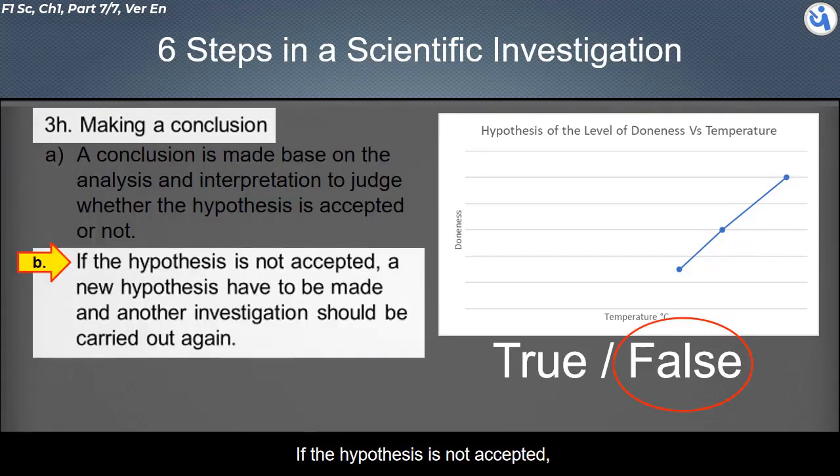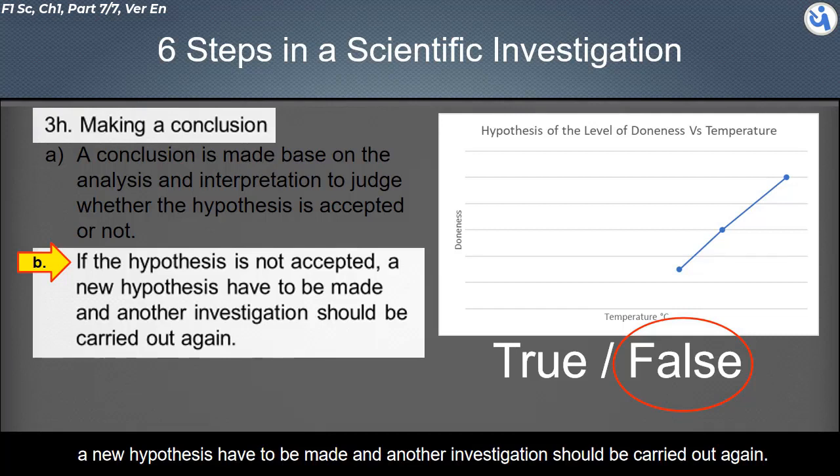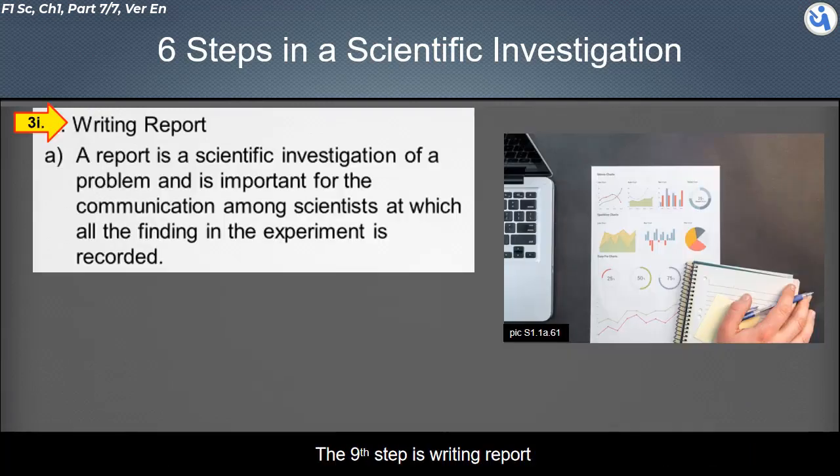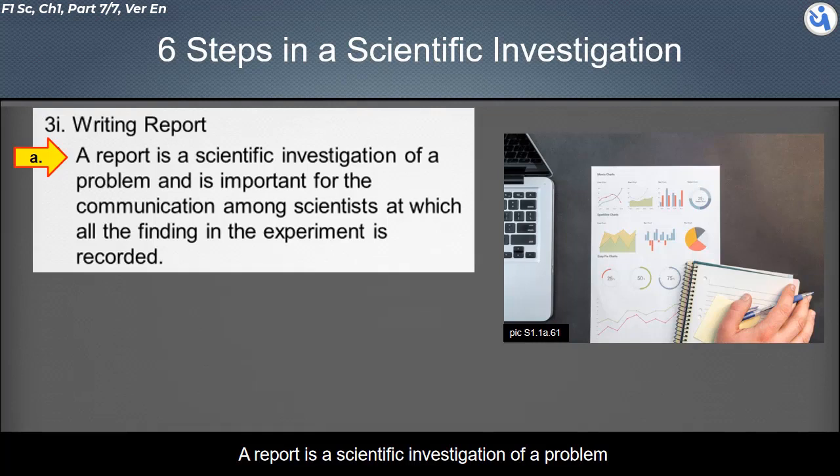If the hypothesis is not accepted, a new hypothesis has to be made, and another investigation should be carried out again. The ninth step is writing a report. A report is a scientific investigation of a problem, and is important for communication among scientists, in which all the findings in the experiment are recorded.